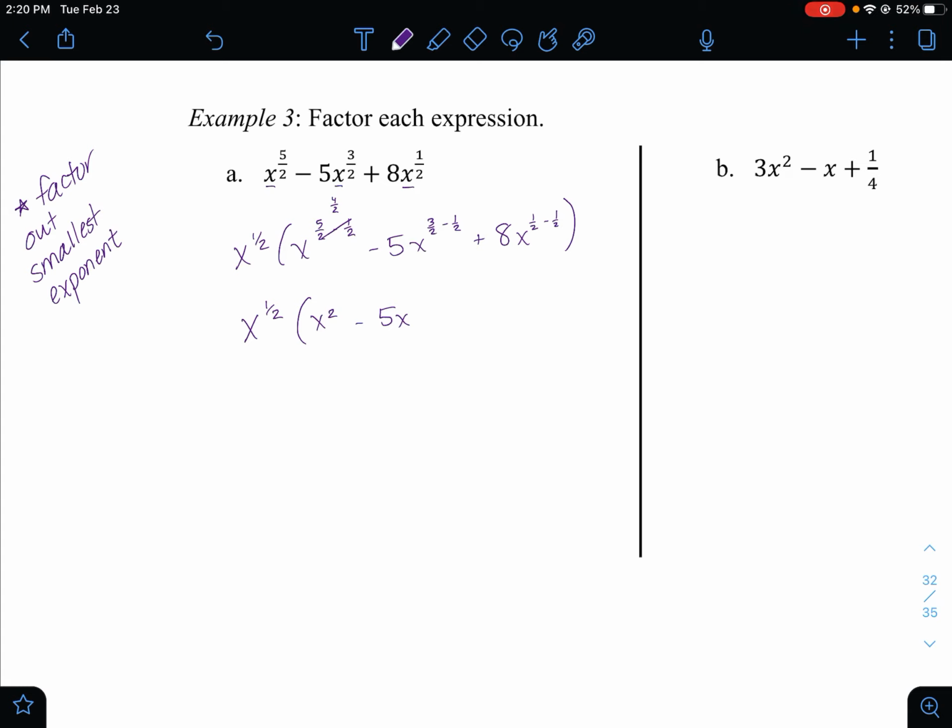3/2 minus 1/2 is 2/2. 2 over 2 is just 1, so I don't need to write that exponent. Plus 1/2 minus 1/2 is 0. X to the 0 power is just 1, so I'm just left with 8 there. Okay, it says factor each expression, so I need 2 numbers that add to give me -5, but multiply to give me 8. 1 and 8, 2 and 4. We look and say, oh, no, that can't be factored at all, so that trinomial is prime, and we're done.